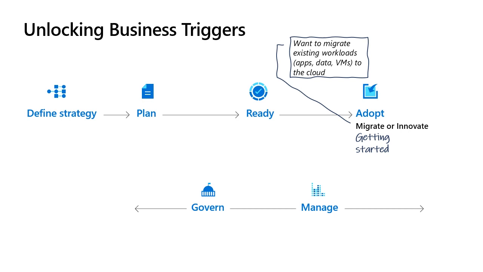Now, once you've set up your initial Azure environment, now you can start migrating applications or start to innovate on Azure. Now, if you want to migrate existing workloads such as apps, data, VMs to the cloud, there are a lot of getting started guides. Like, how do you migrate VMs from on-premise to the cloud? How do you create your first application using the Azure platform as a service? How do you use the different services? All of that is in the getting started guide.